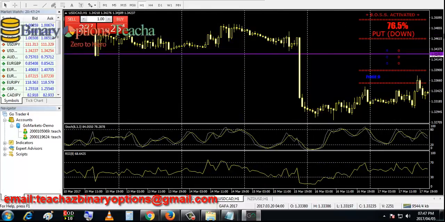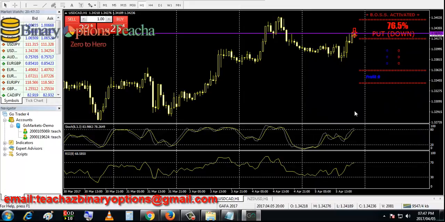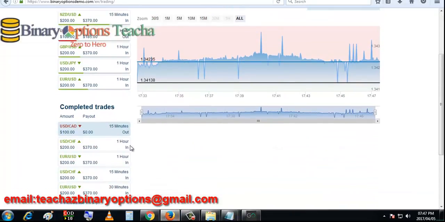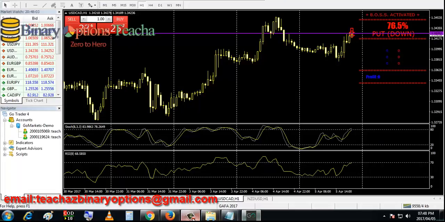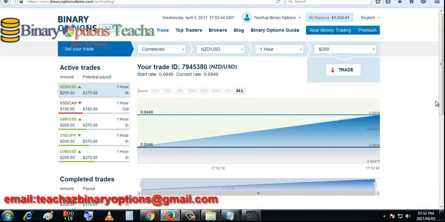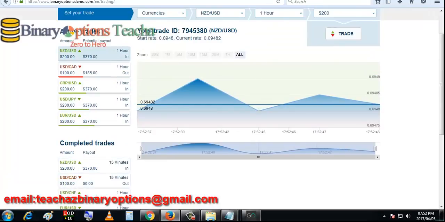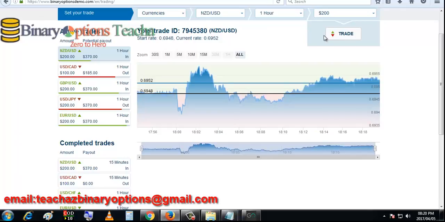So you can see there the charts, USD CAD. So you can see the 15 minutes trade is expired and it was a loss. I was using the indicator, the Boss, is it called the Boss indicator? This indicator is not as accurate as they say it is. You can actually see my own 15 minutes trade, the one I took for New Zealand. It actually expired in the money. These were 15 minutes trades.